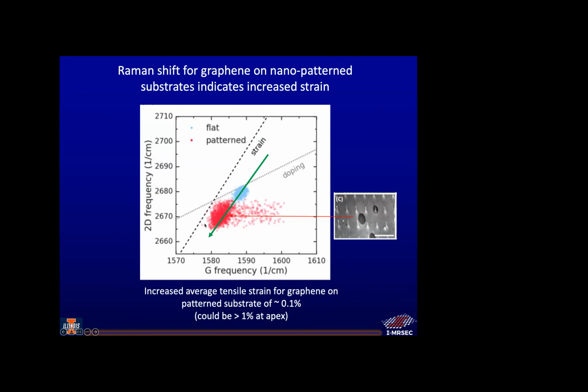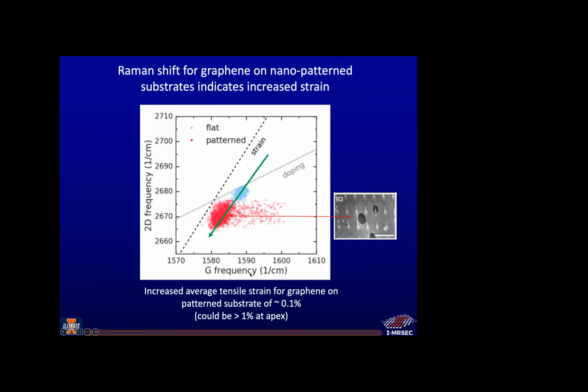Okay, so if by putting the graphene on the pillars we were mostly changing the doping, you'd expect it to shift along this line. But by seeing it shift along this line here, we could show that we're really mostly straining the graphene on average by putting it on top of these pillars. And you can extract the average strain of about 0.1%.